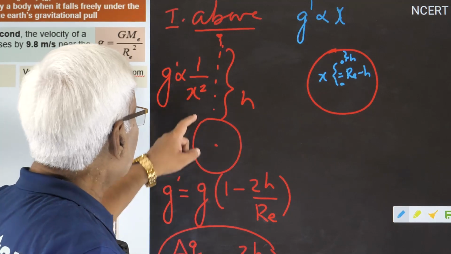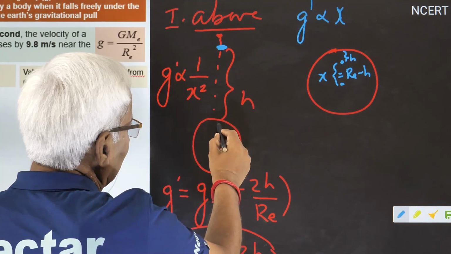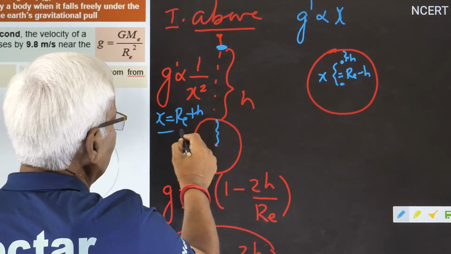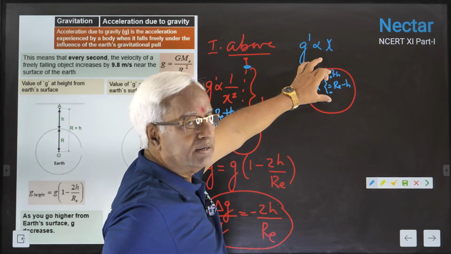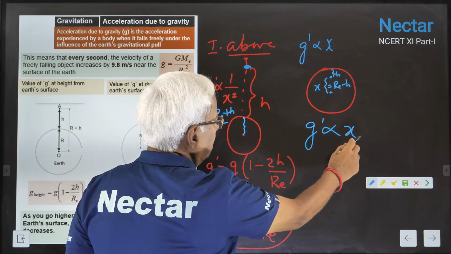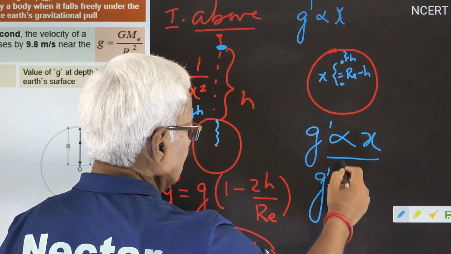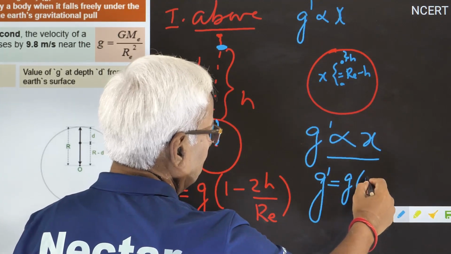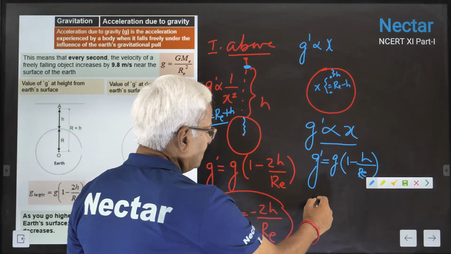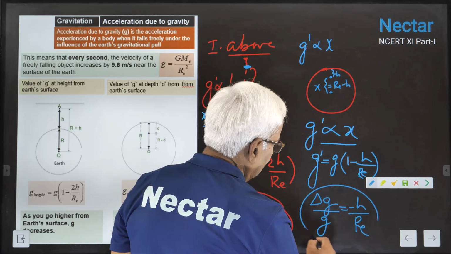Mind, here also x was the distance from the center of the Earth. We chose this point and this is Re. Here x was equal to Re plus h, whereas in this case x becomes equal to Re minus h. Here g dash will be directly proportional to x. If you want to find the relation in terms of h, then this is 1 minus h upon Re. And delta g upon g will be equal to minus h upon Re.